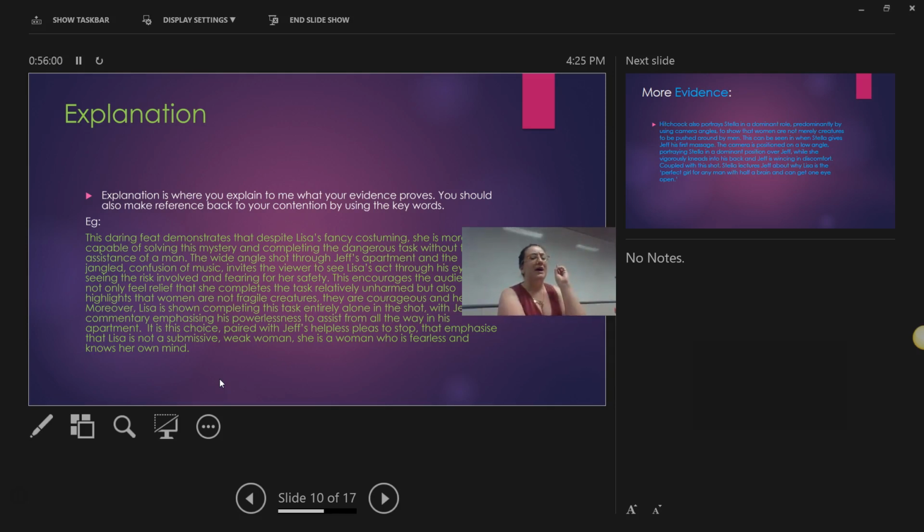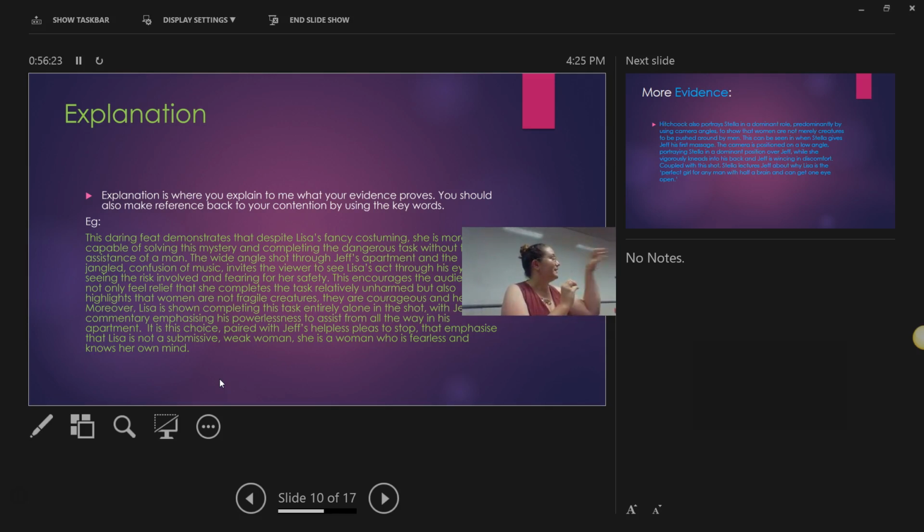So make sure you are using as much depth as possible. I'm going to show you something in a second that in the past has been very helpful for kids expanding their explanations. I'd also say every topic sentence, explanation, and link, use your keywords.